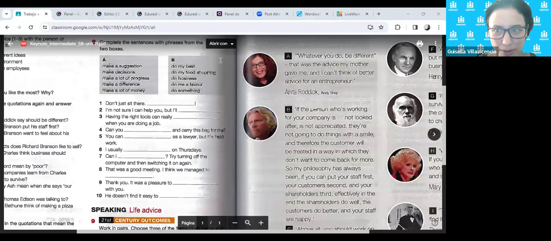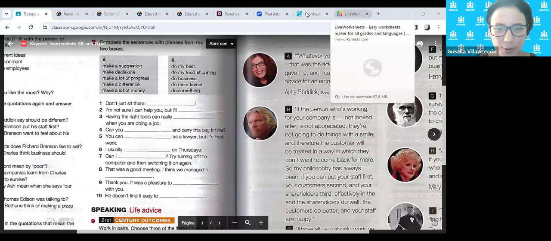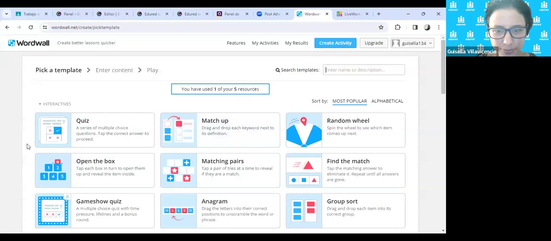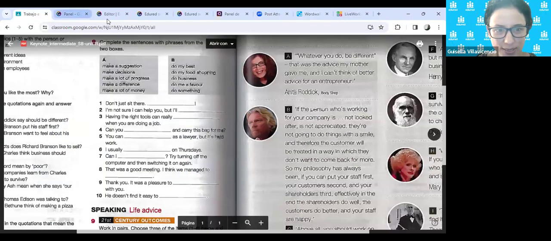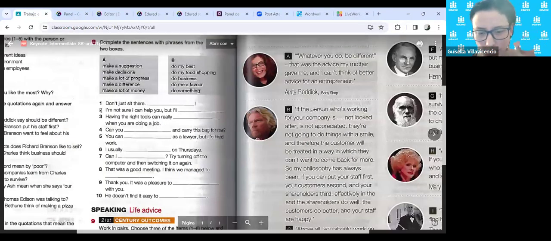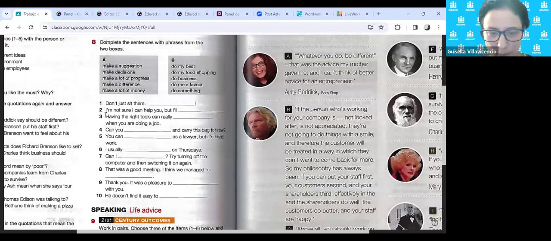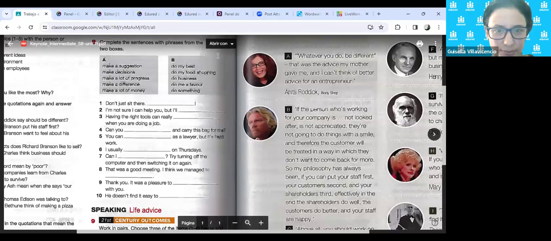A ver, un matching up. Vamos a crearla en Wordwall, un match up, con estas tres, solamente con las tres, algo chiquitito. Ya, 5 minutitos. Yes, estamos. Are we together? ¿Está claro? Yes, the instructions.